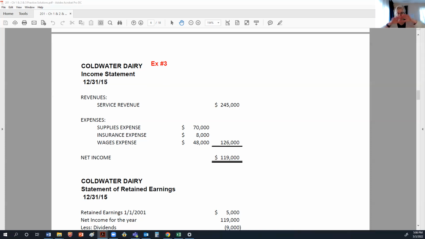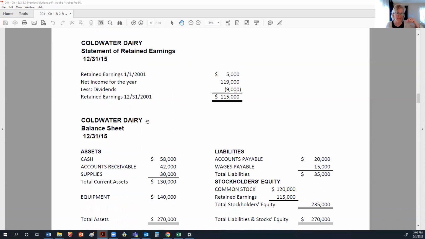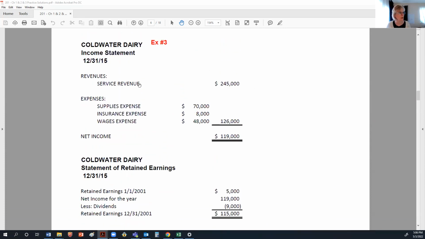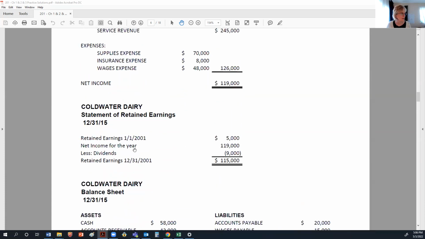So the income statement is for a period of time. The retained earnings statement is for a period of time. But the balance sheet is at a point in time, as of this point in time. On the income statement, if you have more than one revenue account, list both revenue accounts and then put total revenue. You can see here we list each expense account, and then we put the total, and then calculate net income.